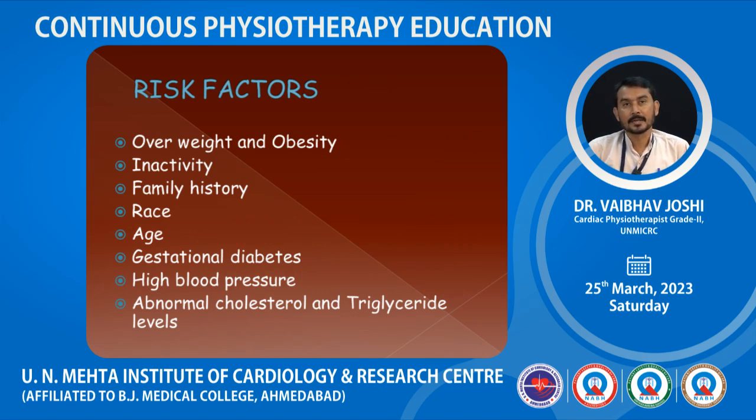What are the risk factors? Risk factors are overweight, obesity, inactivity, sedentary lifestyle, family history, race, region, your age, gestational diabetes, high blood pressure, abnormal cholesterol and triglyceride levels. Those are the risk factors to the diabetes mellitus. Race, region we have discussed as African American and Indian American, Asian American. Age of 35 years and more are more prone to get diabetes. A woman who gets gestational diabetes is more prone to get diabetes later in life. High blood pressure patients, and patients with abnormal cholesterol and triglyceride levels, are more prone to get diabetes.